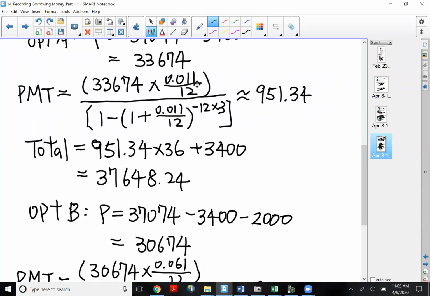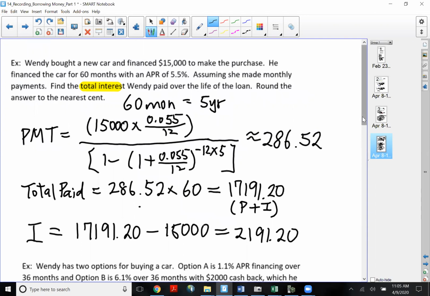If you ever encounter a situation like this where you have different options, you really need to do a little bit of math and figure out which option is actually going to save you more money in the long run. That will conclude our lecture video, topic number 14, borrowing money. Thank you for watching.